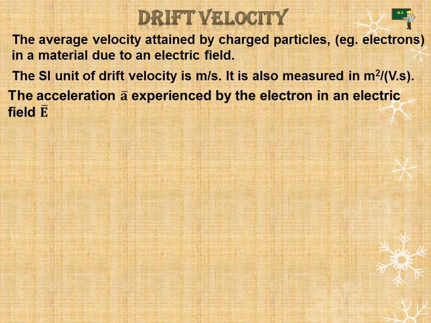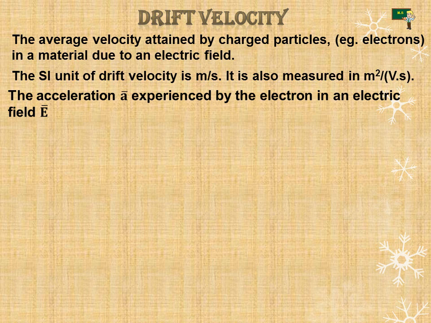In other words, the average velocity attained by charged particles, for example electrons, in a material due to an electric field is called drift velocity. The SI unit of drift velocity is meter per second, and it is measured in m squared divided by V dot s.